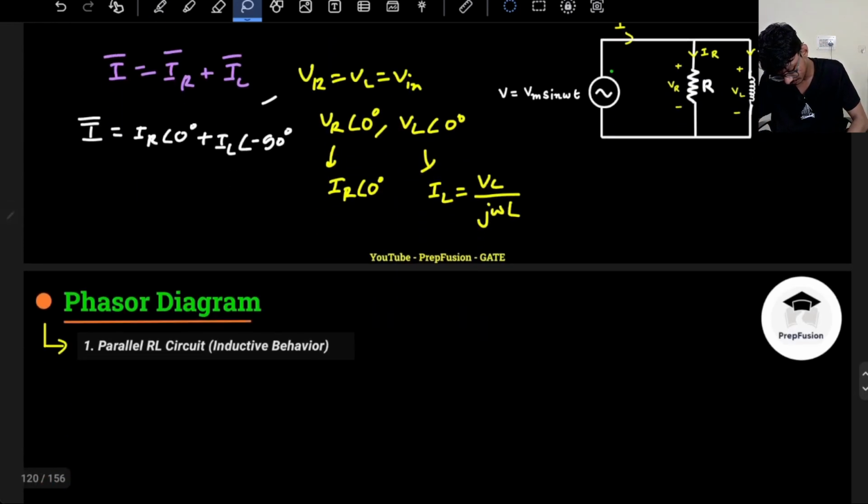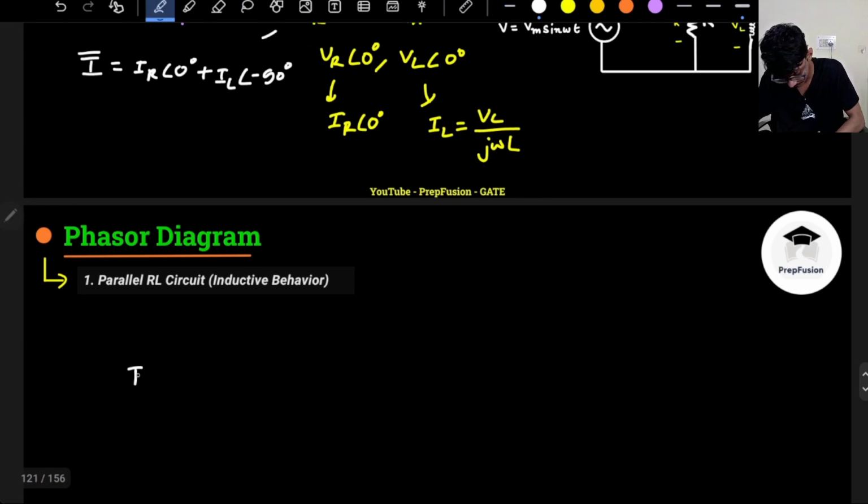Your magnitude of I is the square root of the magnitude of IR whole square plus the magnitude of IL whole square.